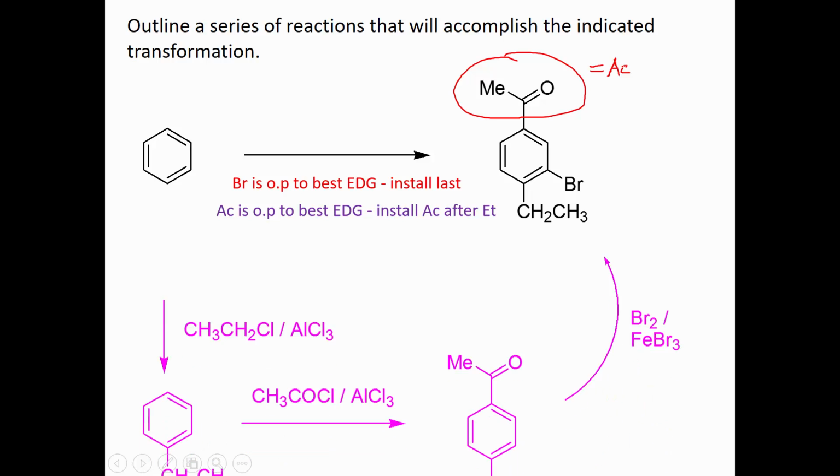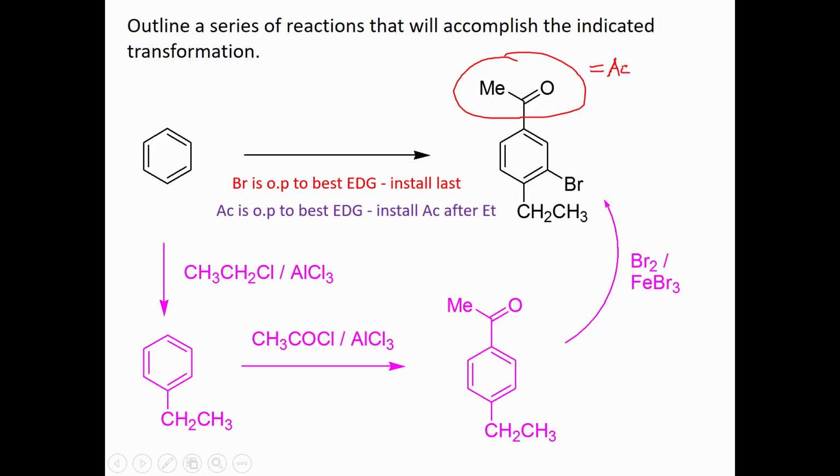Okay. All right, so this is the synthesis that we would use. We would want to first install the ethyl group to get ethyl benzene. Okay, we'd have to be a little bit careful here because the ethyl benzene is more reactive than benzene. We probably have to use a large excess of benzene, not a problem since it's a relatively cheap compound.